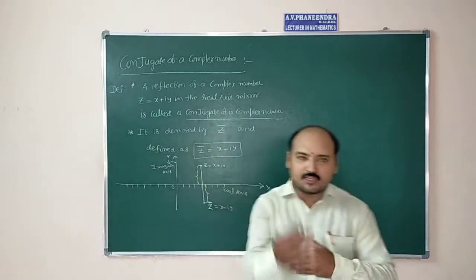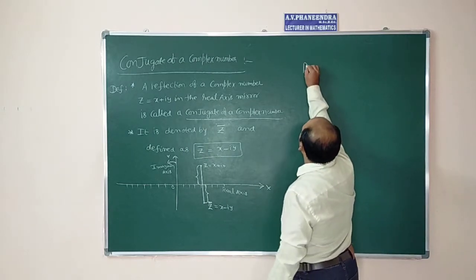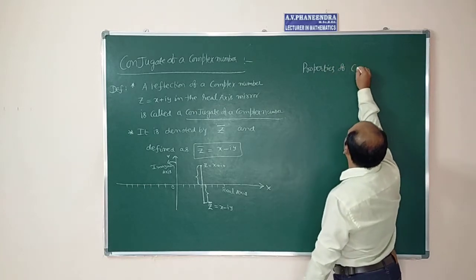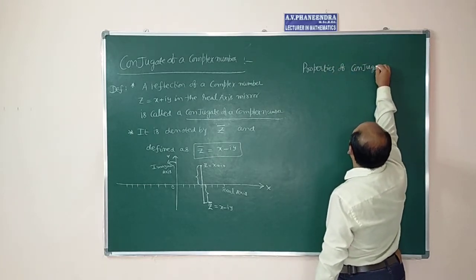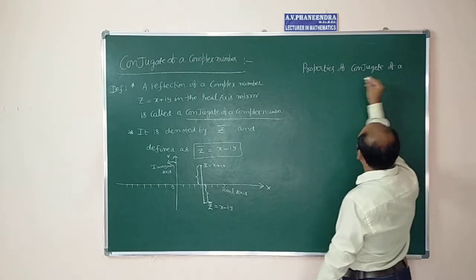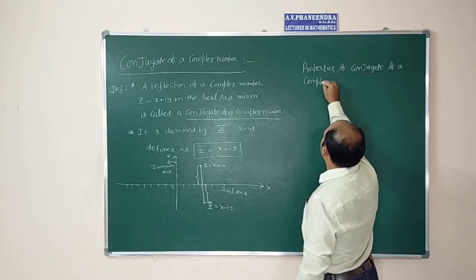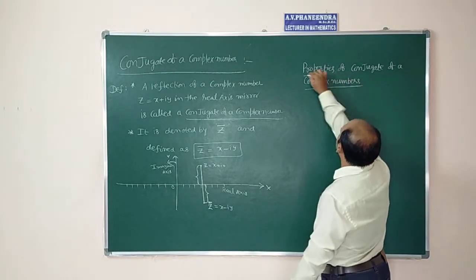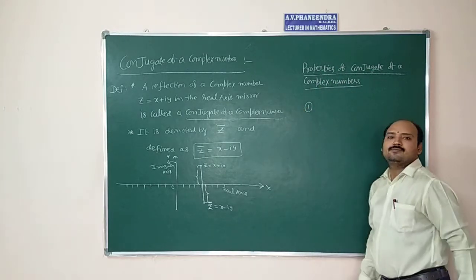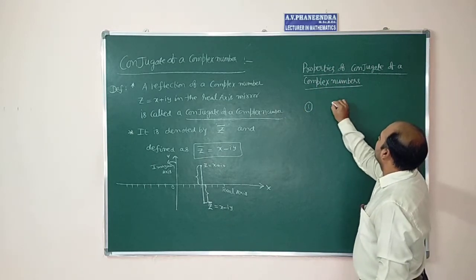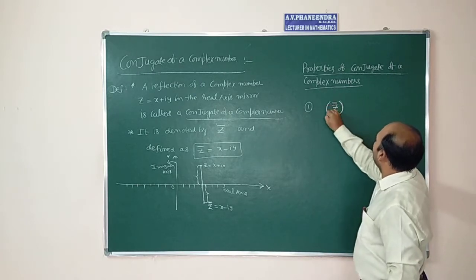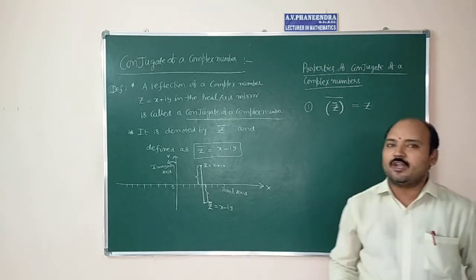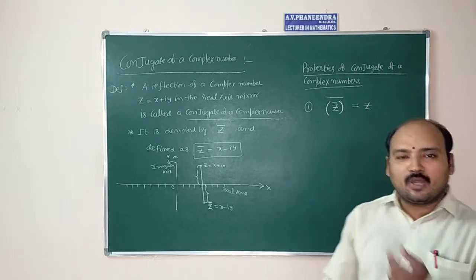After that, properties of the conjugate of a complex number. First property, z bar whole bar is equal to z. That means for the complex conjugate, again you have to take the conjugate, it will become the complex number.